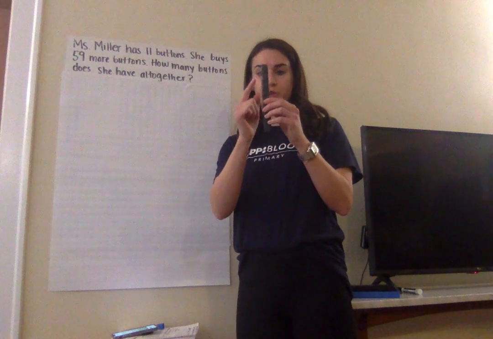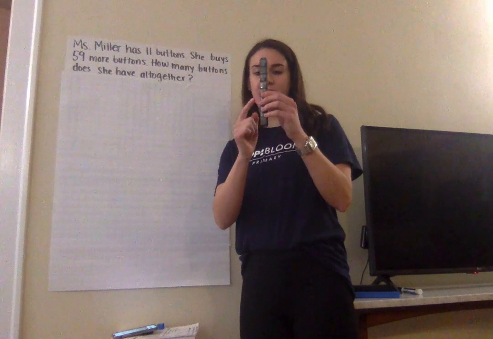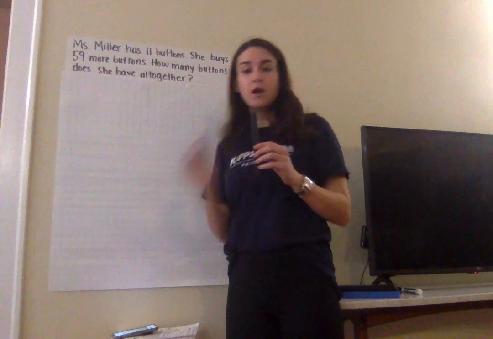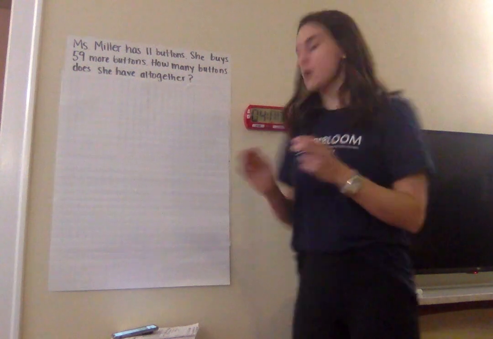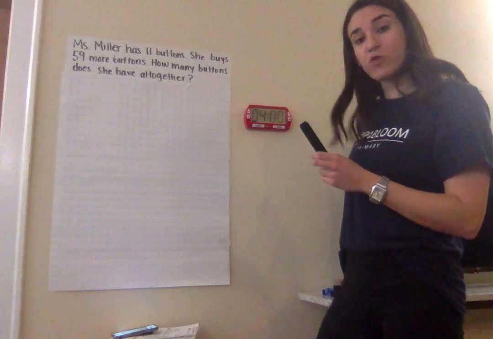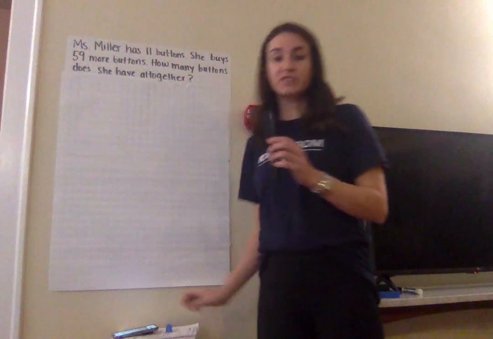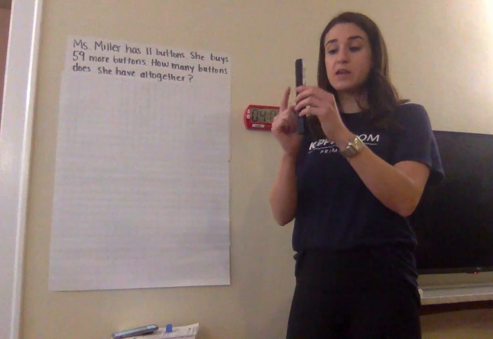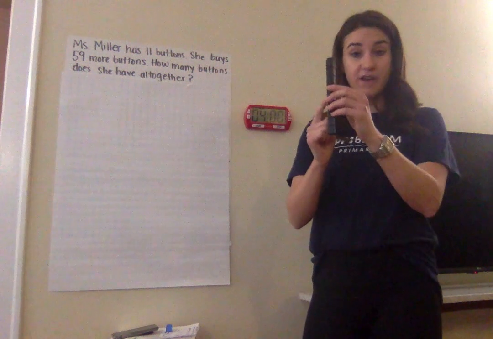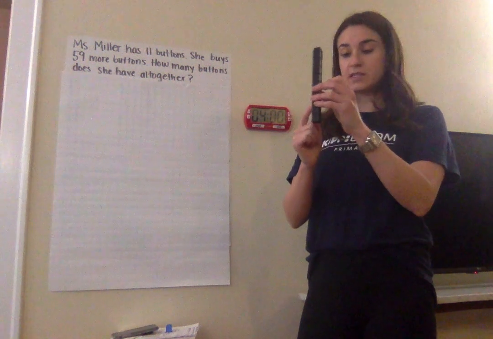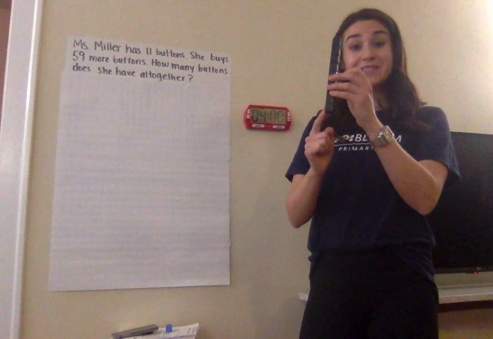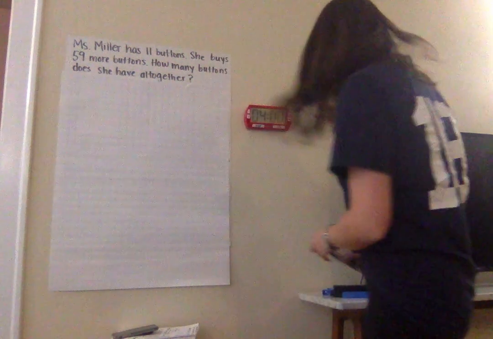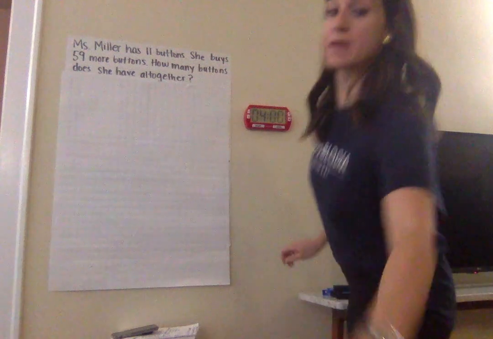1, 2, 3, 4, 5, 6, 7, 8, 9, 10. But let me also make sure that I'm really careful because I know that I had 60 before, so now I'm going to count like I know I already have 60. 61, 62, 63, 64, 65, 66, 67, 68, 69, 70. Let me show you how I would represent that on my paper.